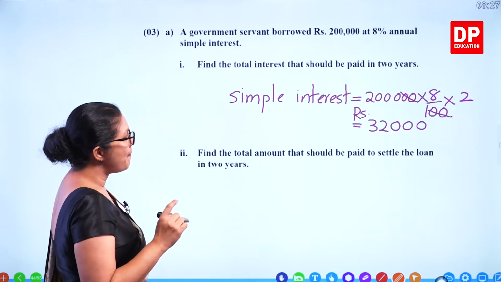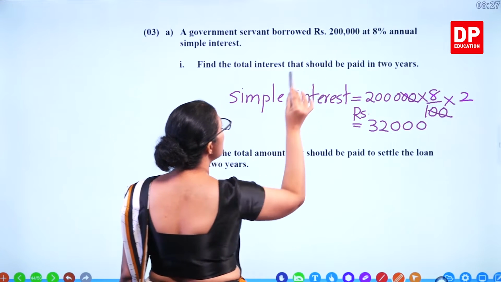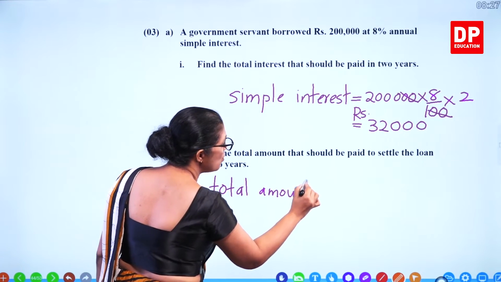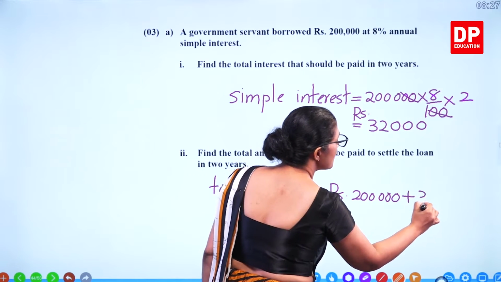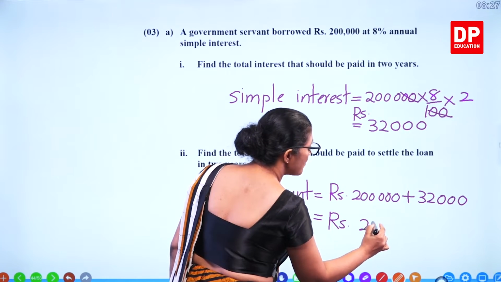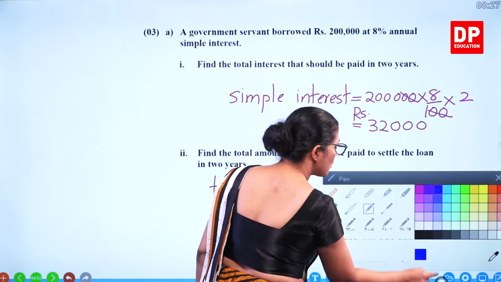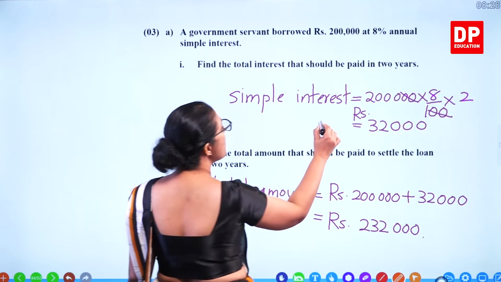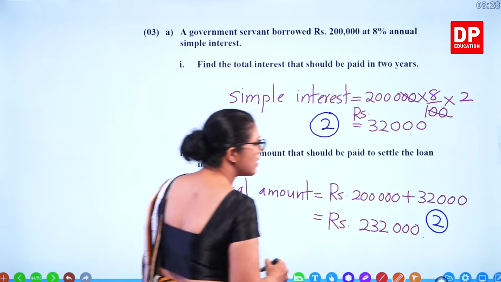Find the total amount that should be paid to settle the loan in 2 years. So this is just the interest. Borrowed 200,000 rupees. So what's the amount, the total amount that you have to give? Total amount is equal to 200,000 rupees plus the interest, 32,000. So what's the answer? You get 232,000 rupees. That's the amount you have to give with the interest. This is a simple interest question. So we can give 2 marks to find out the simple interest, and this is also 2 marks. So altogether 4 marks now.